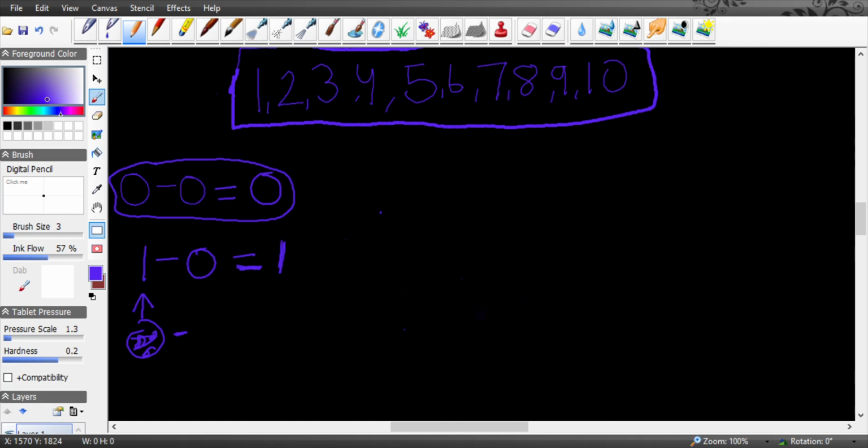You have 1 soccer ball. Just take anything, guys, a water bottle, and then you take 0. You take away that water bottle or soccer ball, whatever you have. What will you have? You still have the same amount of whatever you have, because you didn't take anything off. 0 has no value. So 1 minus 0 equals 1.